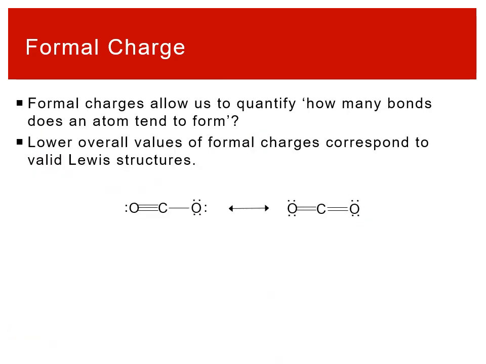Okay, so formal charge, the motivation, if we return, was the idea that we were looking at resonance structures. And with formal charge, the idea was we wanted to answer this question of how many bonds an atom tends to form. And that's exactly what formal charge looks at. And so one of the things it lets us do is quantify which Lewis structures, which resonance structures, give us the best representation of the expected bonding.